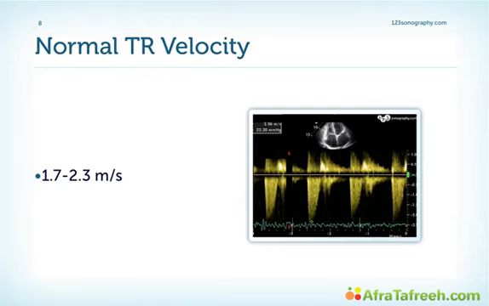Normal values for TR velocity range between 1.7 and 2.3 meters per second, and ideally you should take age, sex and body mass into consideration because that influences the velocity as well, especially age.